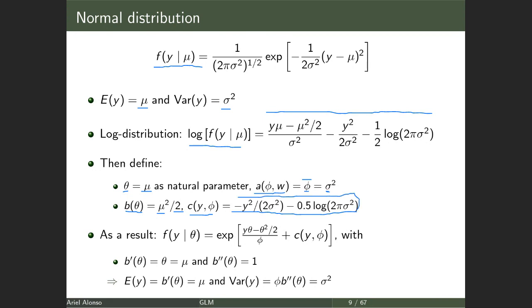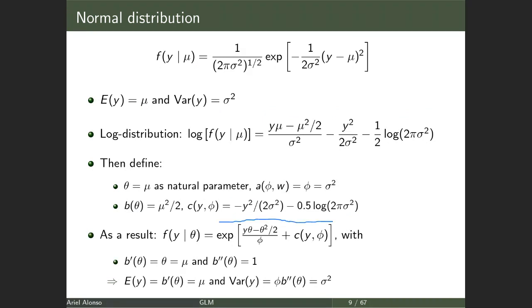So that's it. Now you can write the normal distribution in this way over here, and this is just the general shape of the exponential family. Just the first derivative of b of theta here is theta. The first derivative is equal to mu, as you could expect, and the second derivative of b of theta.